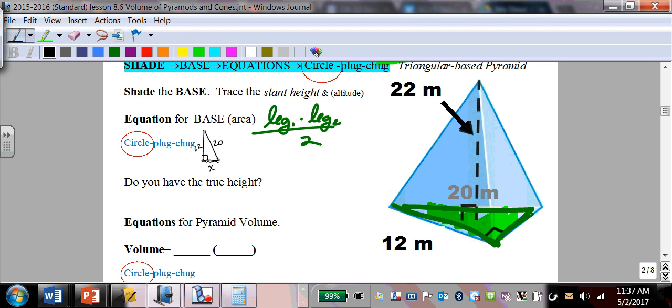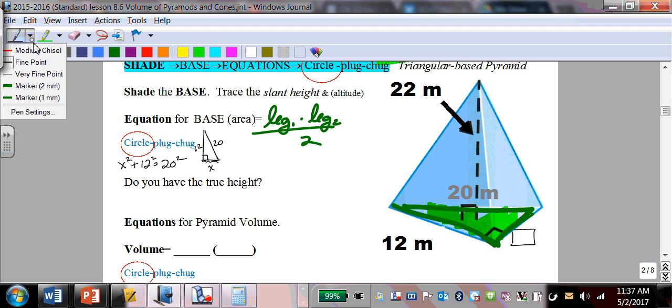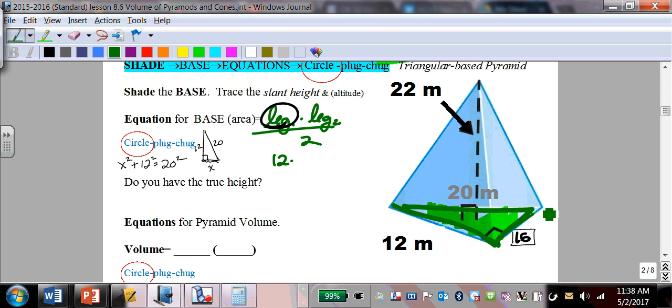Do you see you need? Yes, you need to solve. Okay, so you need to solve for that leg. Start solving. X squared, 12 squared, 20 squared. Go. You've got 30 seconds. All right, so what'd you get? 16, and so now we plug it in. Our one leg is going to be 12. Our other leg is 16 over 2.